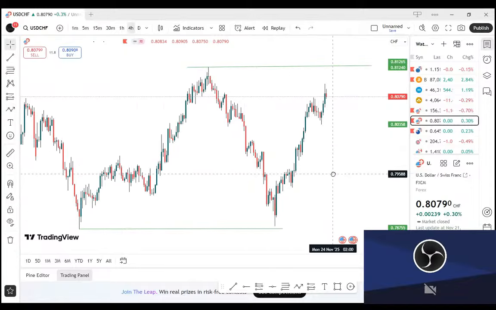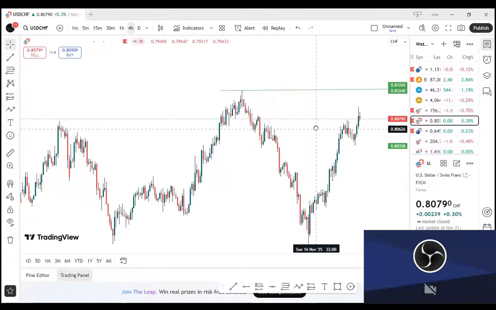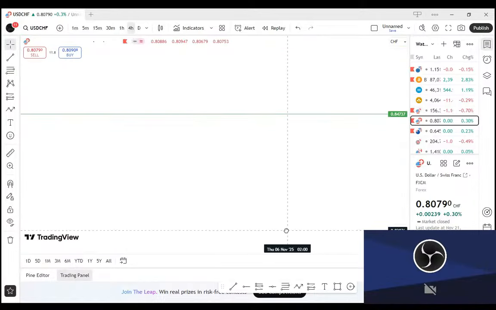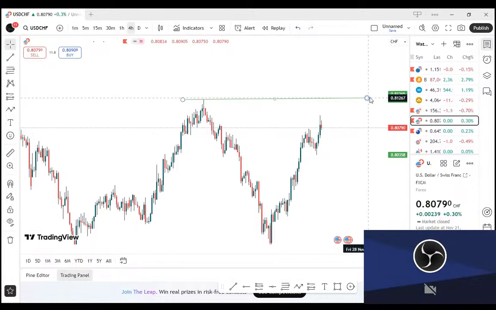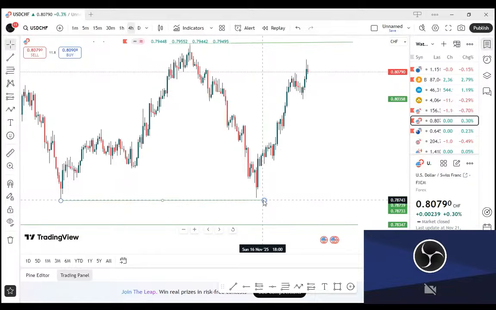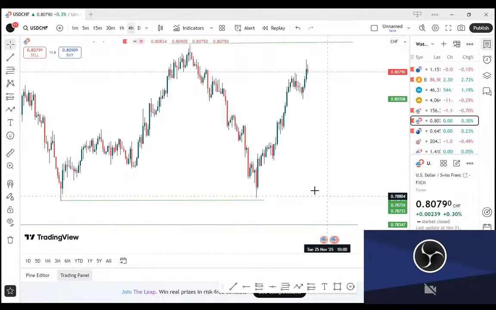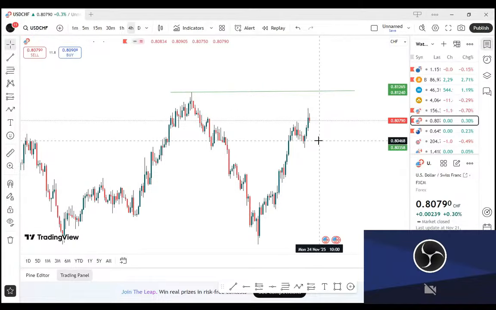So what we have to do is to pay attention. Your points of interest remain the same: these highs, these lows, and these highs. So those are your points of interest. 0.81240 is your point of interest. 0.78733 is your point of interest. 0.78347 is your point of interest. So this is where you're looking for a buying opportunity, and this is where you're looking for a selling opportunity.